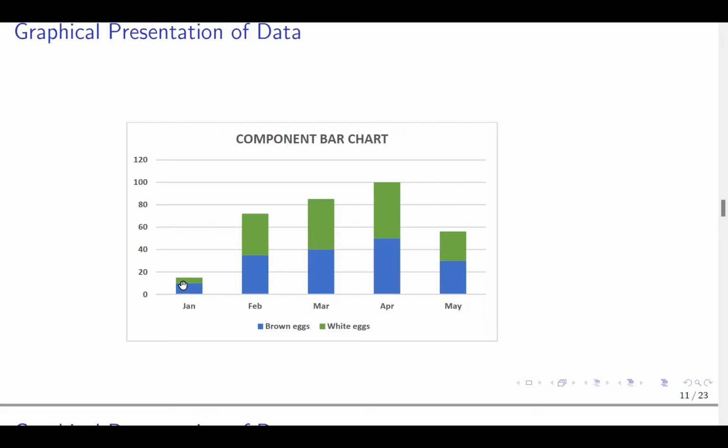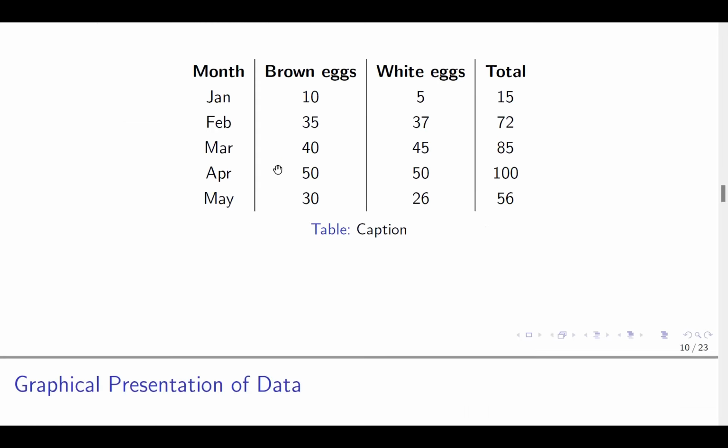And you can also get a total count. So from the bottom here all the way to the top of this bar, you can see that it counts 15 of them, which shows the total number of eggs in the month of January is 15. So component bar chart allows you to represent different kinds of data on the same graph, while at the same time giving you the total number of counts together for each category.